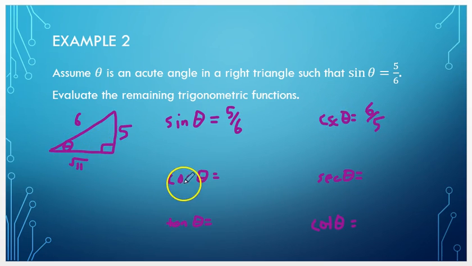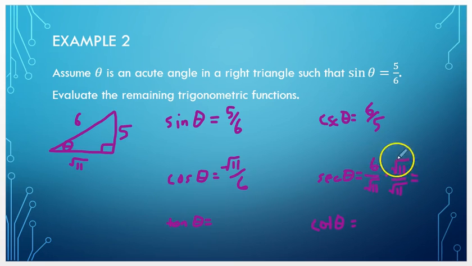Going back to my triangle, the rule for cosine is adjacent over hypotenuse. So my adjacent side is that ugly square root of 11, and my hypotenuse is that 6. But since my radical is on top, I don't need to rationalize that. It just stays as square root of 11 over 6. However, when I flip this one upside down, the problem with 6 over square root of 11 is it has the radical in the denominator. So you multiply top and bottom by that radical, in this case square root of 11. Whenever you have a radical in the denominator of your fraction, multiply top and bottom by that radical.